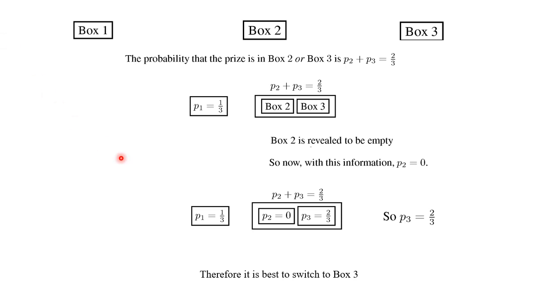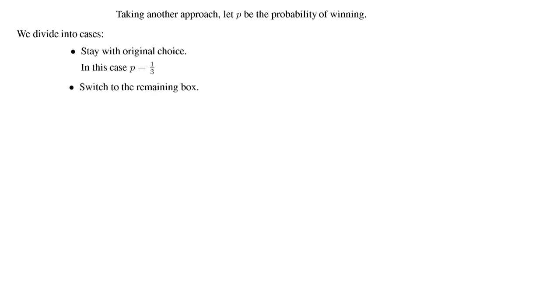So there's your strategy. The switching strategy will give you a probability of 2/3 of getting the prize. Now let's take a different approach. There are two cases. The one strategy is to stay with your original choice. There are three boxes, and the probability of the prize being in any one of the boxes is 1/3. So if you stay with your original choice, the probability of winning is 1/3. Now, what if we adopt the strategy of always switching to the remaining box?